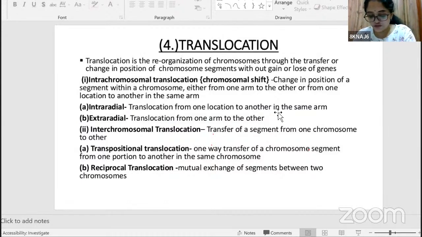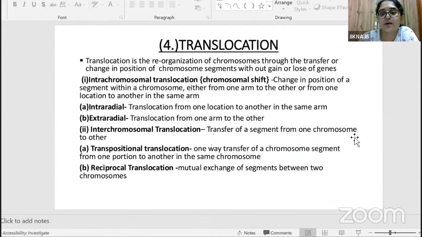So again, different kinds of translocations are mentioned here, as you can see. Robertsonian translocation is one, and you have intrachromosomal translocation, intraradial and extraradial. Intrachromosomal is from one chromosome altogether. There is a shift in position either from one location to another in the same arm, which is intraradial, or from one arm to the other, from the P arm to the Q arm for example, or vice versa, which is extraradial.